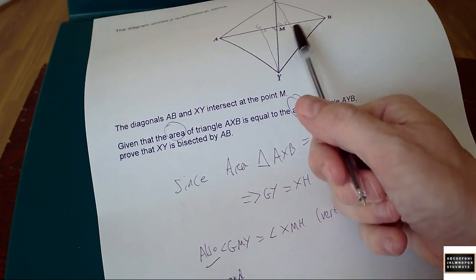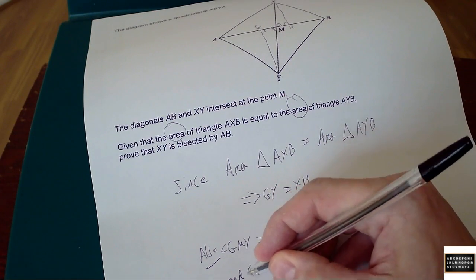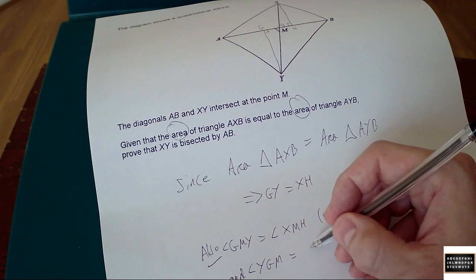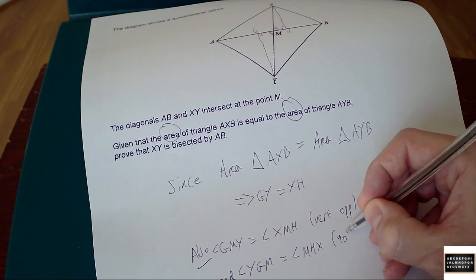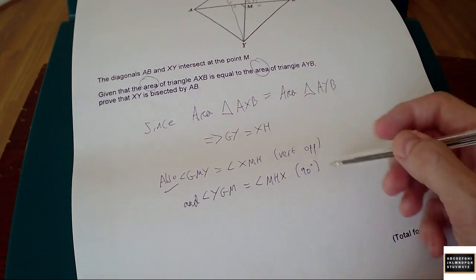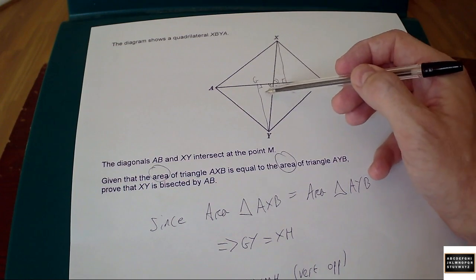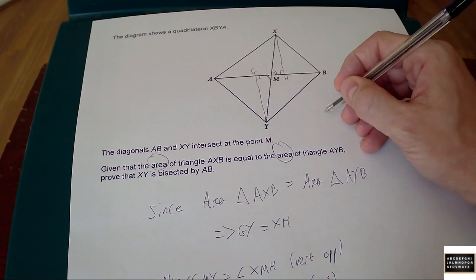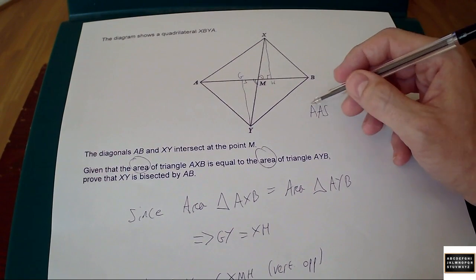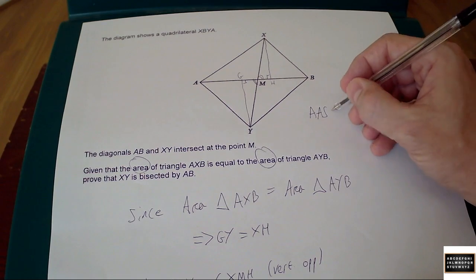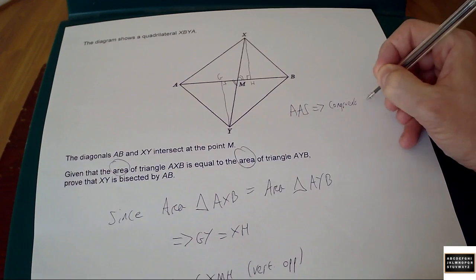And because they're both 90-degree triangles, angle YGM is equal to angle MHX, because 90 degrees. Now, since these two triangles have this side the same, this side the same, and two angles the same, they have two angles and a non-included side the same. So they have AAS, which implies that they're congruent triangles.